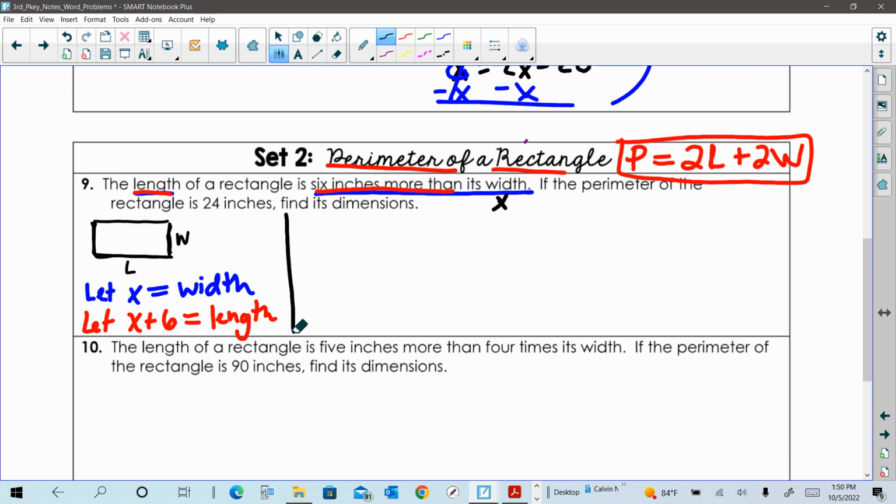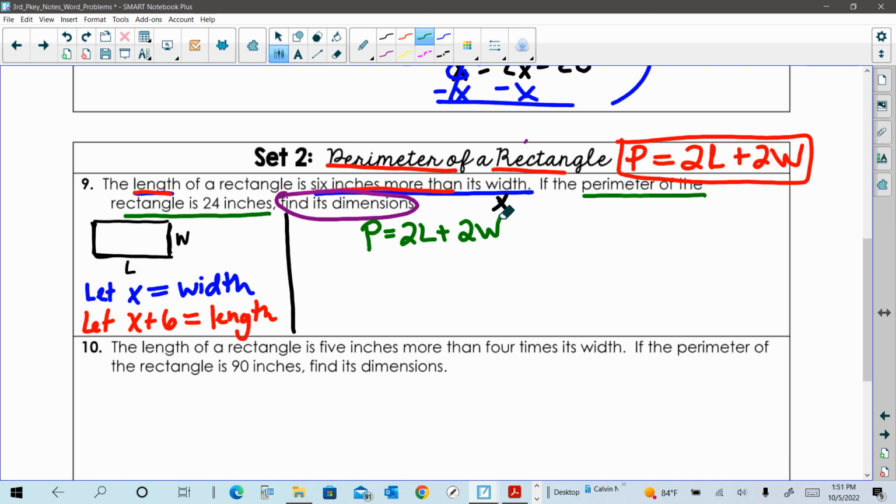The second sentence says the perimeter of the rectangle is 24 inches, and here they want us to find the dimensions. I'm going to circle that because that's our question. I'm going to start off with my formula that says P, which represents the perimeter, is equal to 2 times the length, or 2L, plus 2 times the width, or 2W.